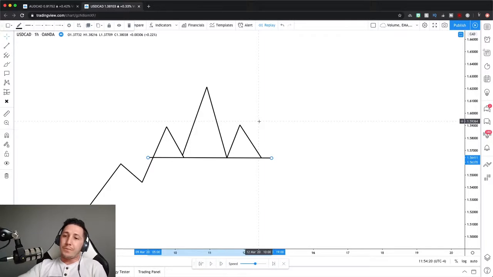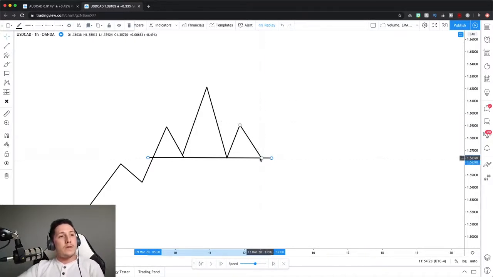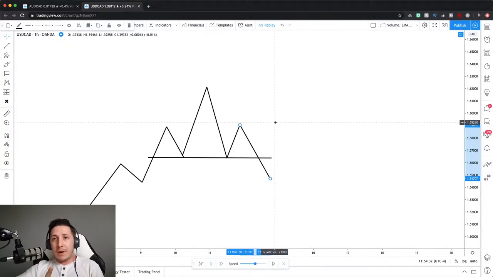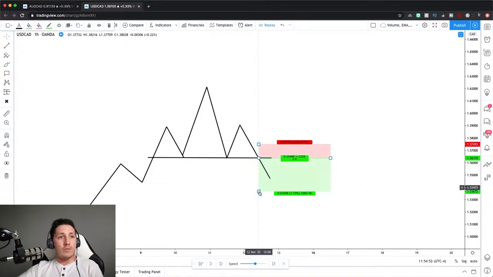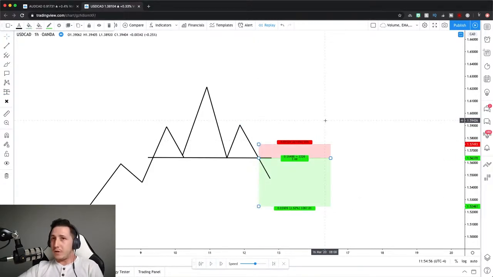Once this actually breaks, that confirms this pattern. If it doesn't break and it gets rejected, the pattern is not valid. So you're going to want to wait for a break to enter this. There's actually 3 different ways you can trade this pattern. You can trade it on a break. So you can enter right there, set your stop roughly up there, and then set your target down there somewhere. You can enter right on the break if you want.